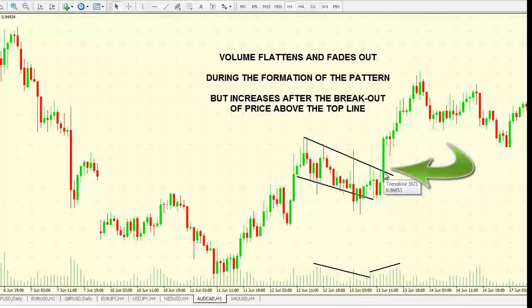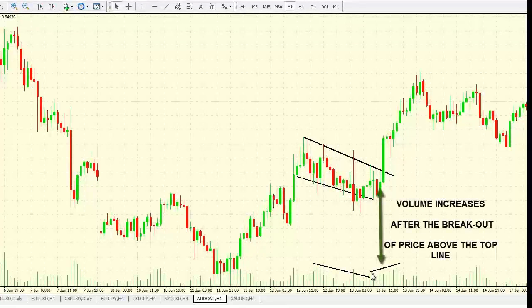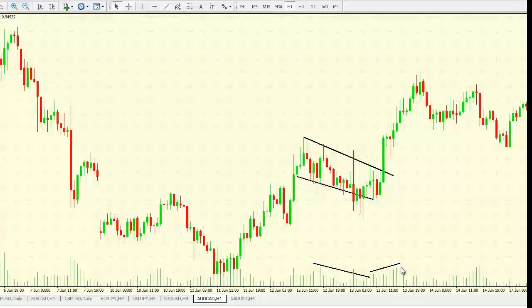Once the price breaks out above the top line of the wedge, it is considered as a buy signal. The price is expected to rise towards higher levels by at least the amount of the minimum objective, which is the perpendicular distance between the top and bottom line of the wedge. Notice how the volume increases on the breakout and picks up as the uptrend gains momentum shortly after the breakout.